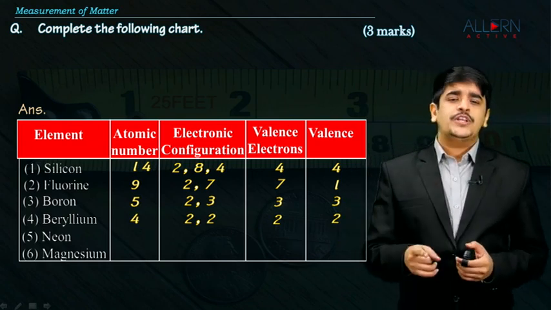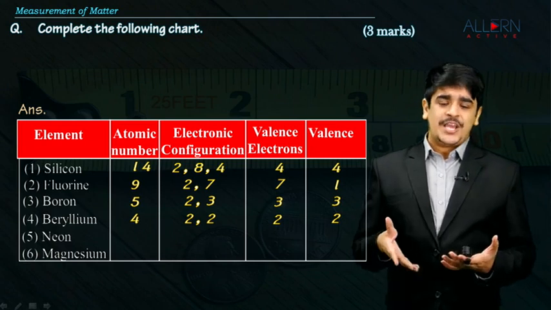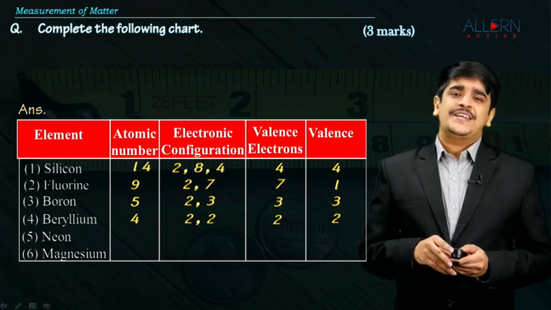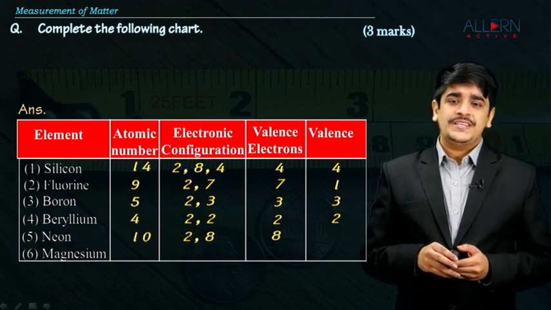Neon, interesting one. Atomic number 10, configuration 2,8, already stable according to the octet rule. Neither loses electrons nor gains electrons and therefore the valency is obviously going to be 0.